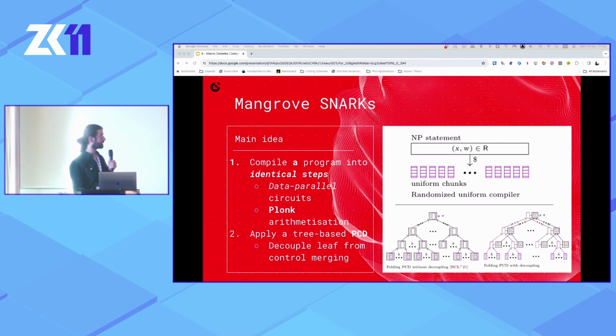And then once they identify these identical steps, they run a tree-based PCD for parallelization. And they also have a very nice technique of decoupling the leaf computation, as you can see in the right diagram, from the control merging computation.